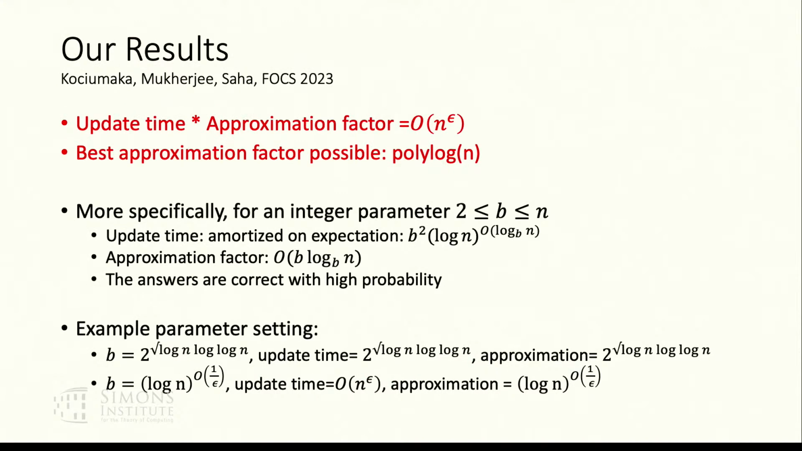So our response is as follows. We reduce the update time times approximation factor from n to the 0.5 to any arbitrary n to the epsilon, for any arbitrary epsilon greater than 0.